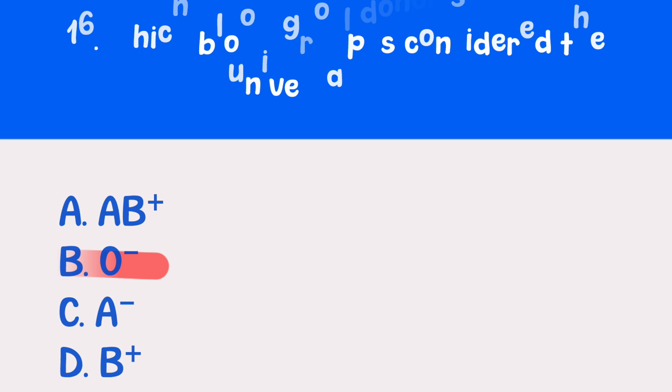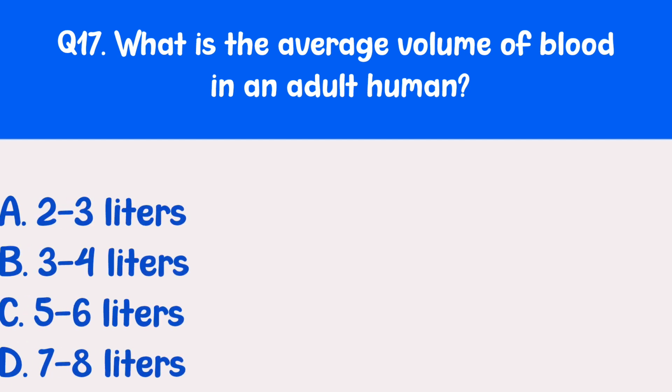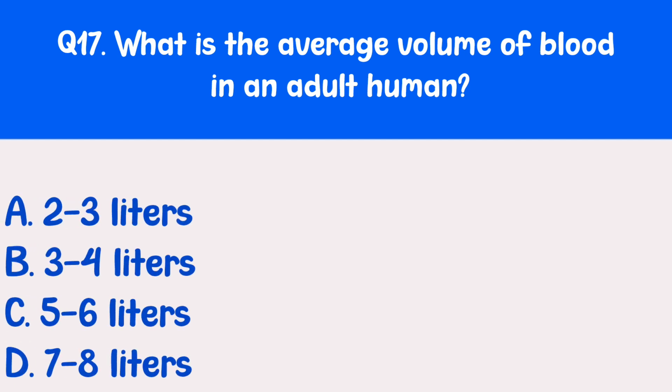Number 17. What is the average volume of blood in an adult human? A. 2 to 3 liters, B. 3 to 4 liters, C. 5 to 6 liters, and D. 7 to 8 liters. Our answer here should be C, 5 to 6 liters, because most adults have between 5 to 6 liters of blood depending on size and sex.